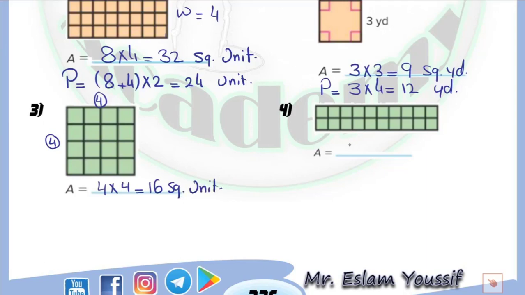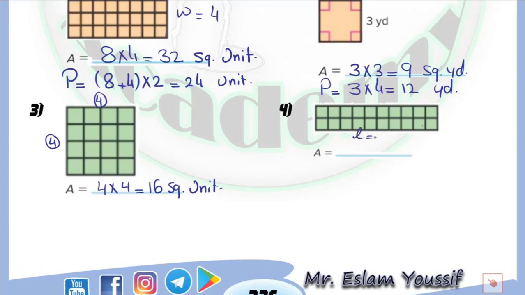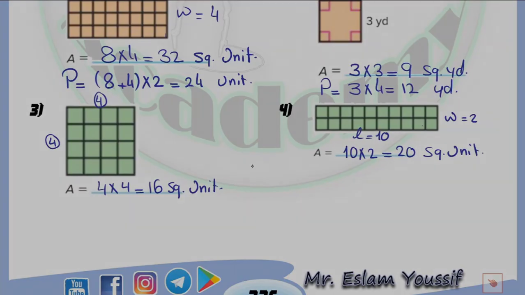In question number 4, we need to find the area. To find the area of the rectangle, we need to find the length and the width. By counting, you will find that the length is equal to 10. And the width is only equal to 2. To find the area, it will be 10 multiplied by 2. By multiplying, you will find that the answer is 20 squared units. And that's how we can find the area of the square and the area of the rectangle.